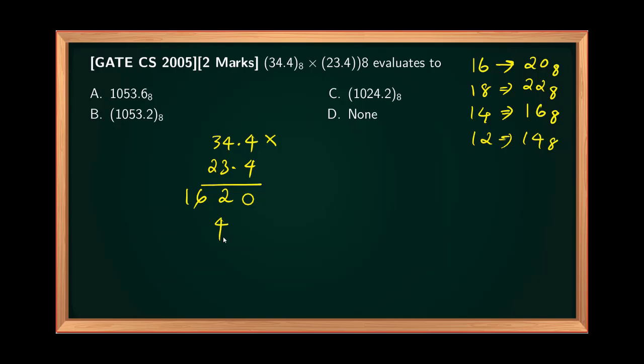3 into 4 12 plus 1 13. 13 decimal is 15 base 8. So I should write a 5, carry 1. 3 into 3 9 plus 1 10. 10 is corresponding to 12 base 8. So I can write 12 here.